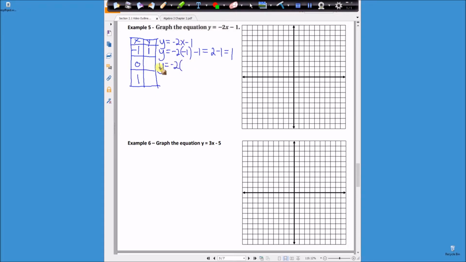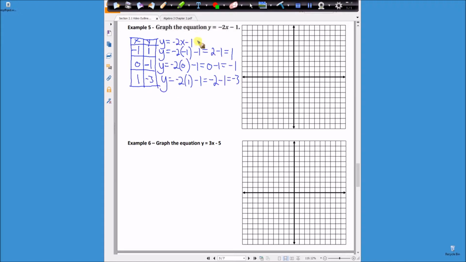Again, for x we're substituting 0 here, so negative 2 times 0 is not 2. That would be 0 minus 1, which is negative 1. Okay, so when x is 0, y is negative 1, and finally y equals negative 2 times 1 minus 1. So that's negative 2 minus 1, which is negative 3. And so this means when x is 1, y is negative 3.